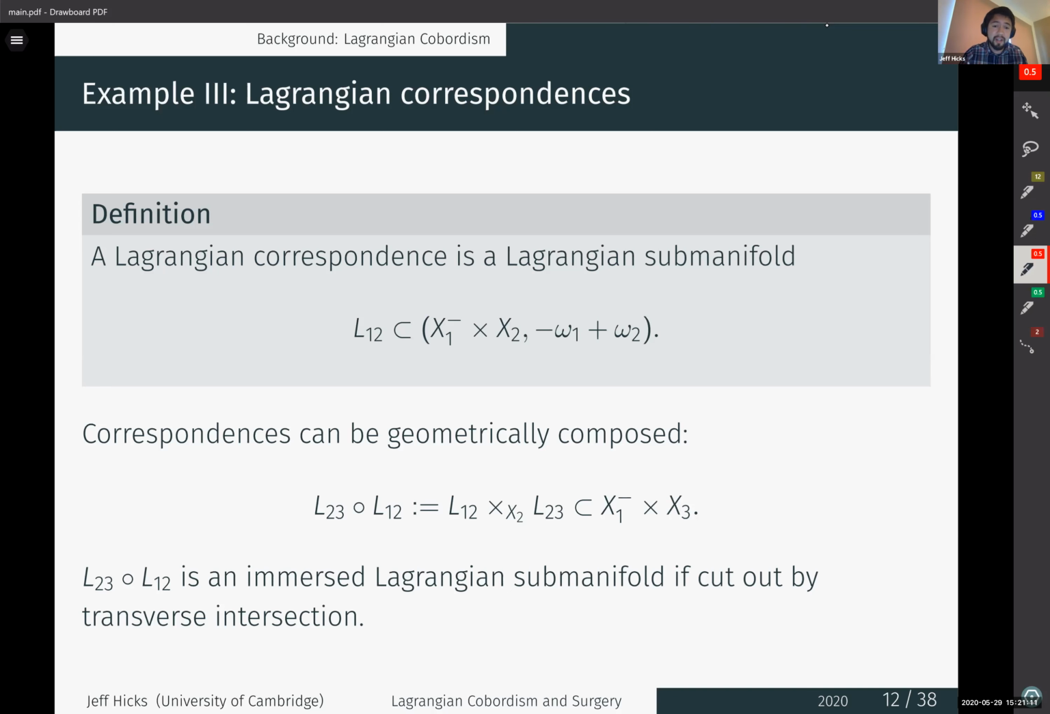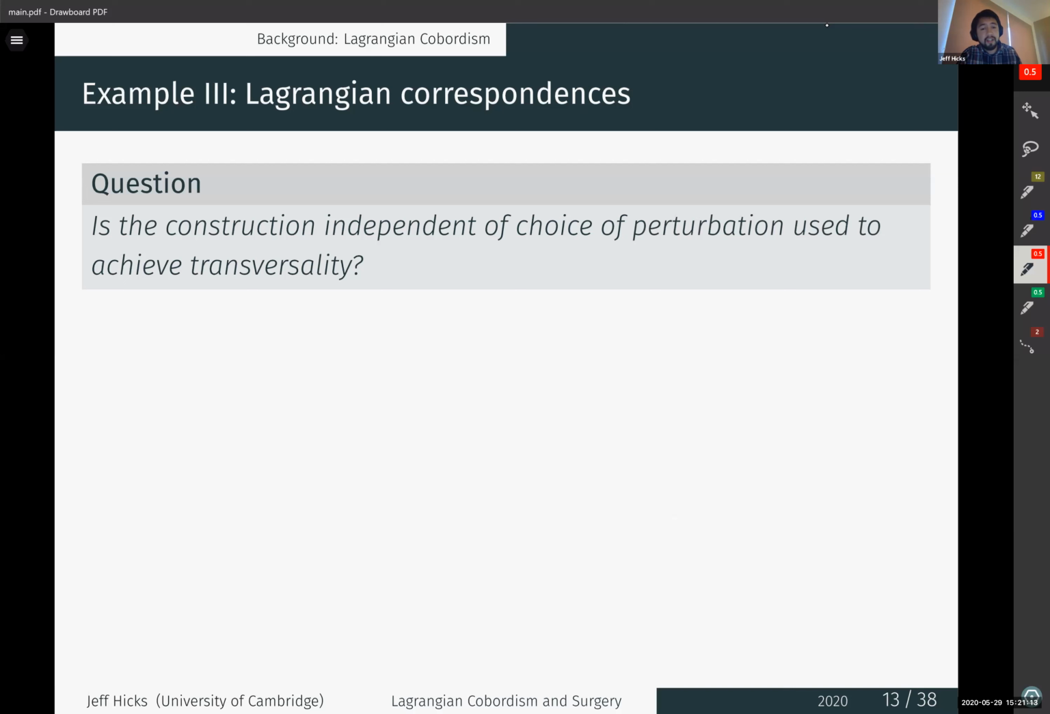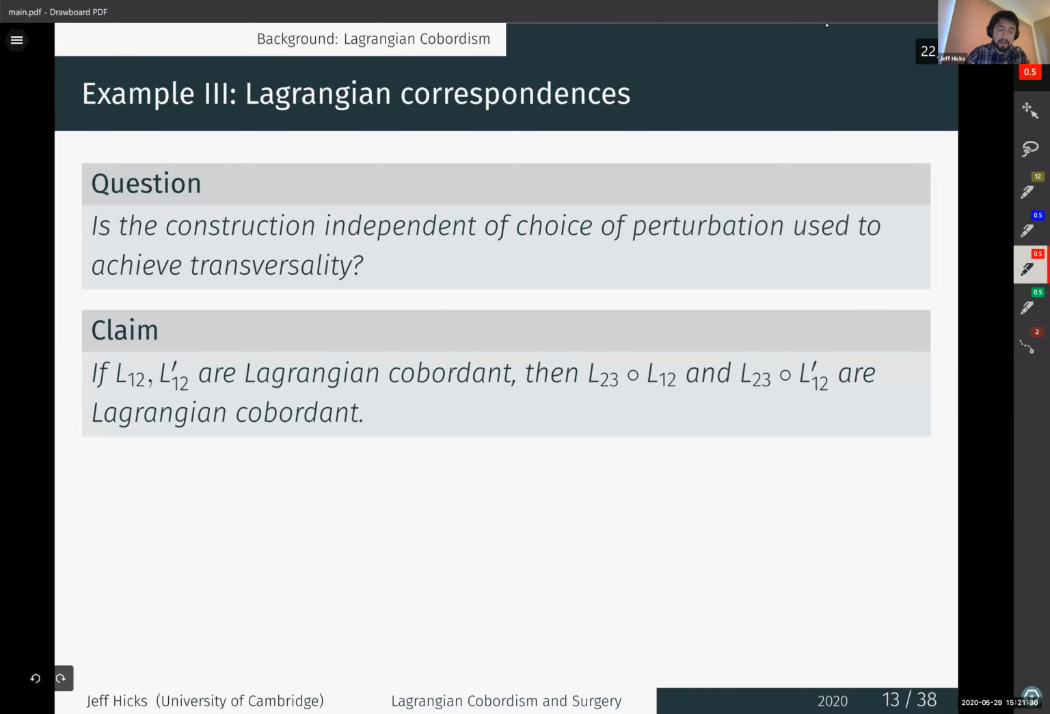Then a question becomes: is this construction independent of the choice of perturbation that you use to achieve transversality? And the answer is no. You could take two different perturbations of your correspondences and get two very different geometric compositions out. However, if L12 and L12 prime are Lagrangian cobordant, then their compositions with a third Lagrangian, L23, are also Lagrangian cobordant. So correspondences preserve cobordism type.